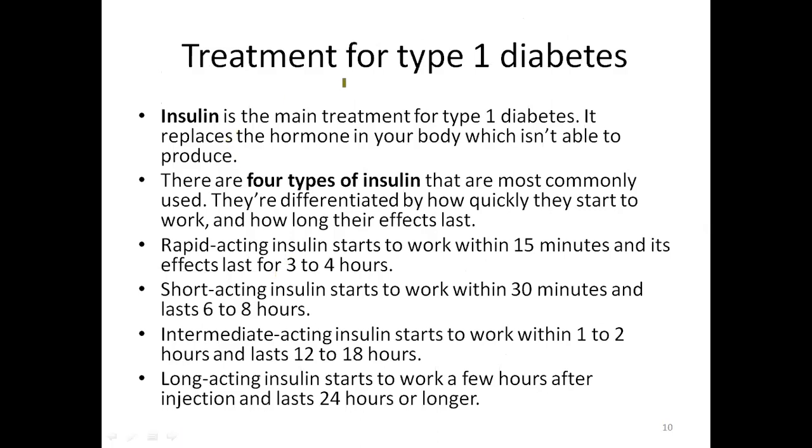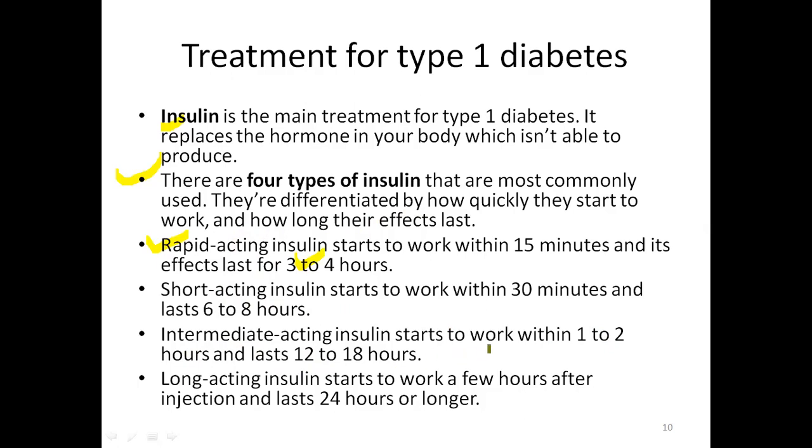Now, because type 1 diabetes is not preventable, it can be treated. What are the treatment options available for a person suffering from type 1 diabetes? Now, the solution for them is providing insulin externally. There are four types of insulin that are usually provided. Number one, rapid acting insulin, which starts its work immediately within 15 minutes and lasts for 3 to 4 hours. Short acting insulin, which starts its work in 30 minutes, lasts for 6 to 8 hours.